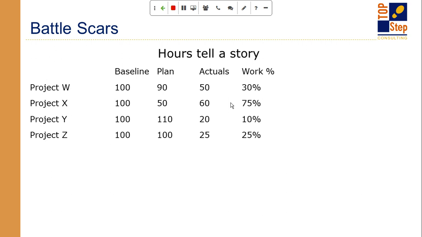I might be able to make it up. What you should do is take all these numbers and use them with each other to come up with a fuller story. And the fuller story is with this EAC ETC metric that I mentioned earlier. So in our first example, where we have the 100 hours of baseline and the 90 hours of plan, we're planning to go under budget, which is great. And we've worked only 50 so far. So yeah, we're still okay.